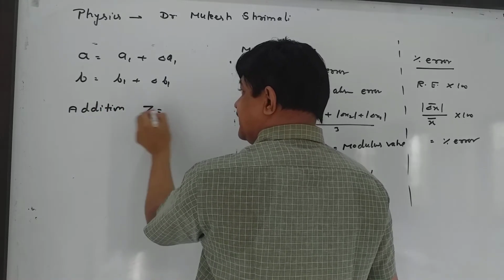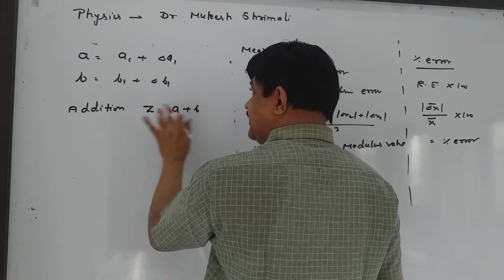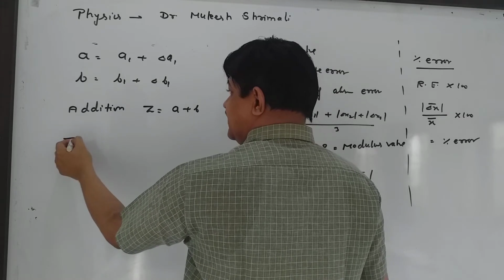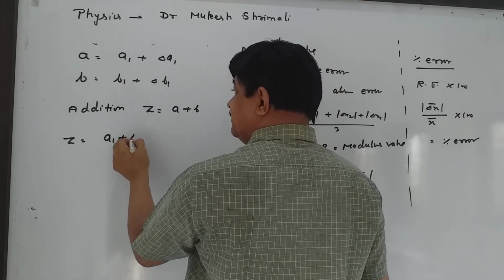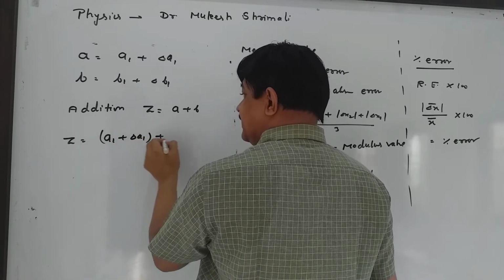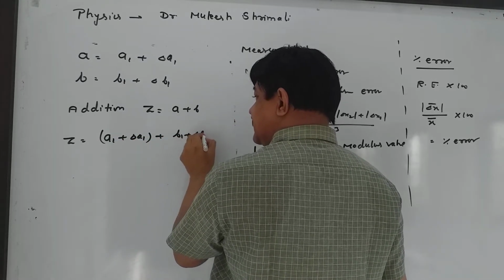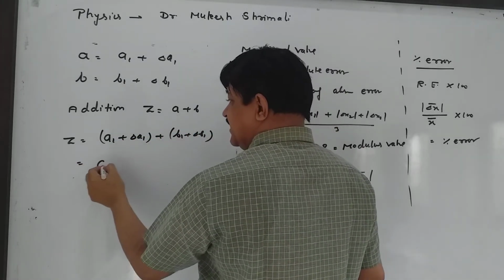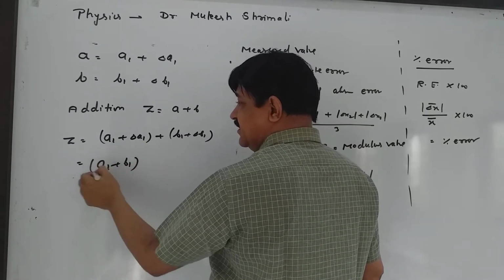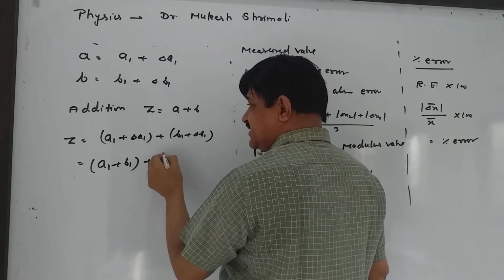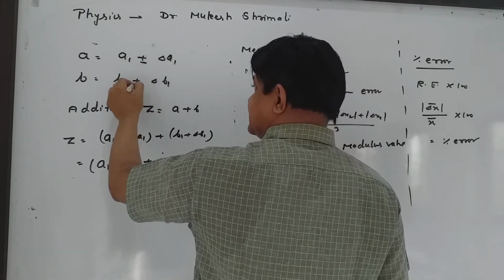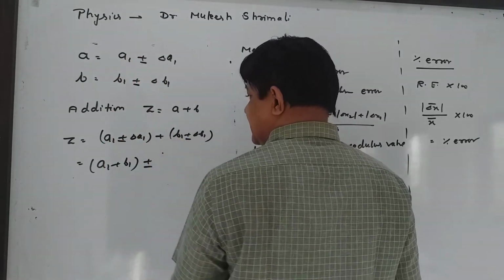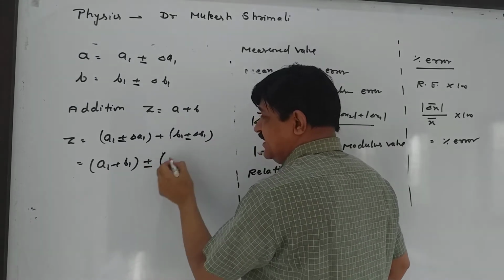Say z is the operation which is a plus b. We need to add these two. So z we will write like this: z equals a1 plus del a1 plus b1 plus del b1. In this manner, a1 plus b1 plus minus. We must go with this because they are usually with the plus minus sign. So we must have the plus minus sign here, then you add.